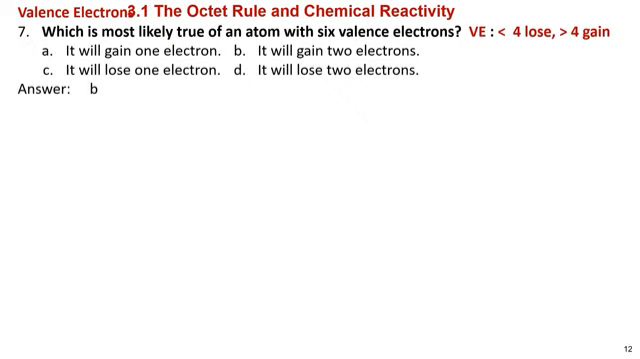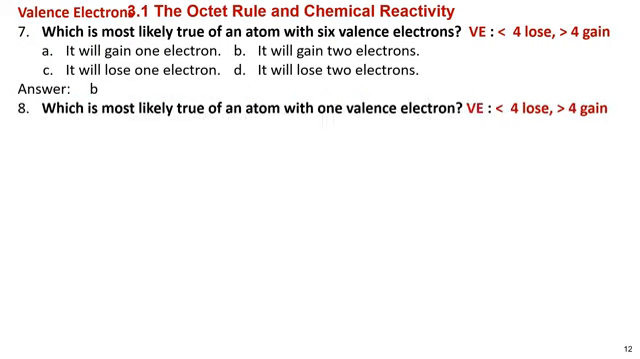If it is greater than 4, they will gain. Greater than 4 is 5, 6, 7. If there are 7 electrons, they will gain an electron and become an ion. So 6 valence electrons means greater than 4. They gain electrons to get the octet. Therefore, it will gain 2 electrons. B is the correct answer.